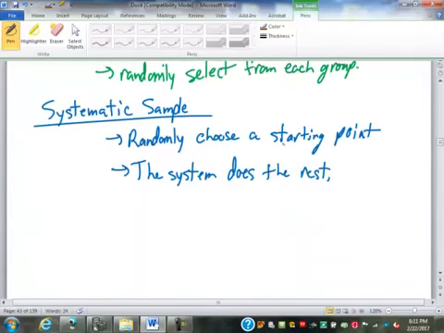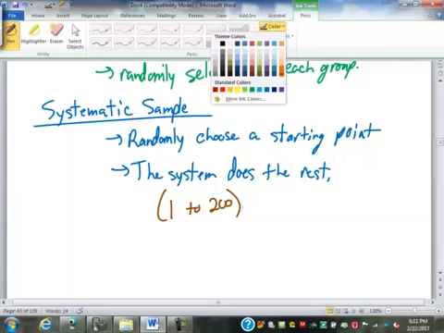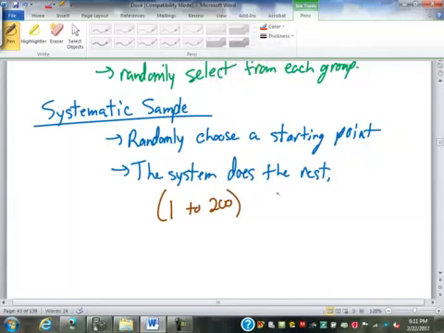Well, what you're going to do then is every morning, you're going to randomly choose a number from 1 to 200. Let's say that on a given morning, you choose 57. So what's going to happen is you're going to choose the 57th part that comes off the line. You're going to take that part and you're going to go test it.